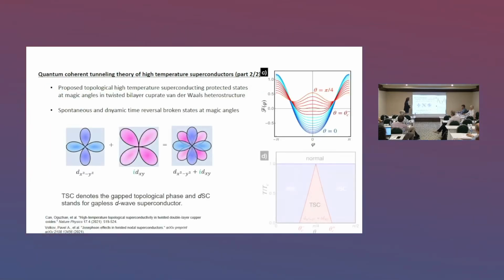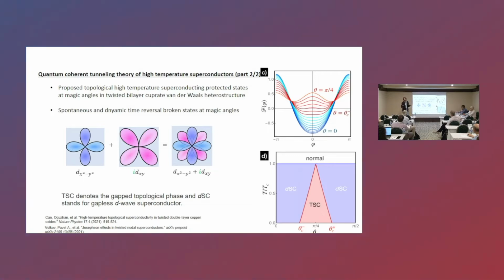And more recently, some theoretical proposals suggested that at some specific angle in this vertical heterostructure, so along the z-axis, topologically protected superconducting states at very high temperature may arise. And spontaneous and dynamic time-reversal broken states at matching angles can be detected. So spontaneously or dynamically. For example, at some angle you may expect a dynamic broken state, and at some other angle a spontaneous broken state.